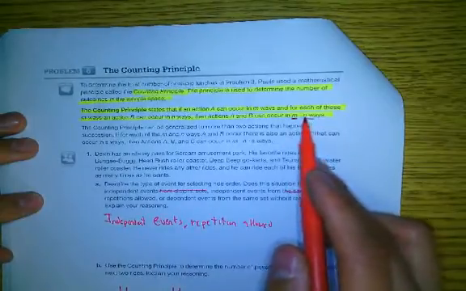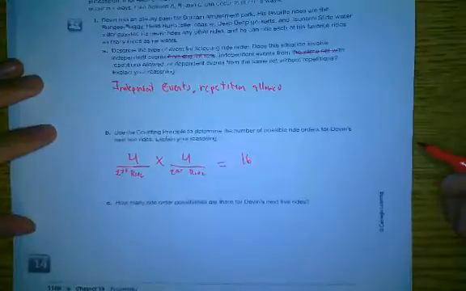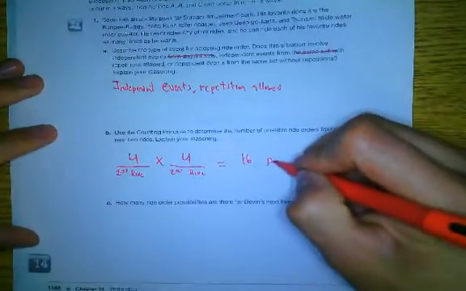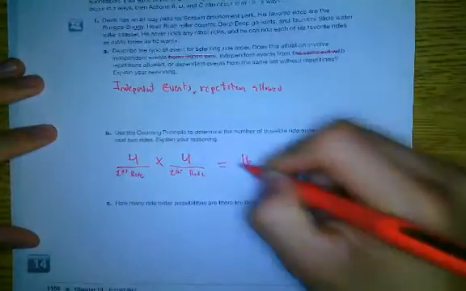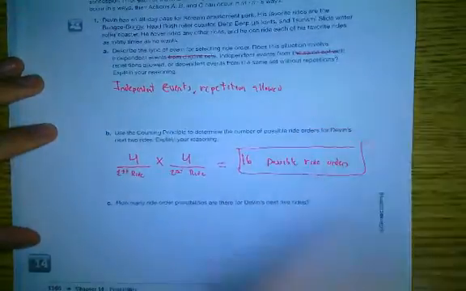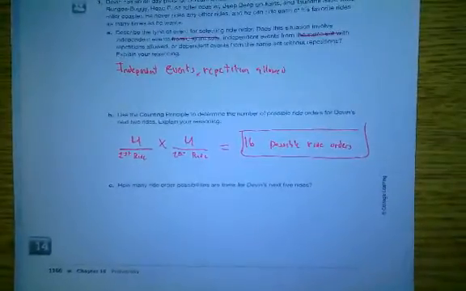Okay? It says, how about for the next 5 rides? Well, again, since each event is independent and repetition is allowed, wouldn't it be for the first one is 4, for the second one is 4, for the third one is 4, for the fourth one is 4, for the fifth one is 4, right? So 5. 1, 2, 3, 4, 5.